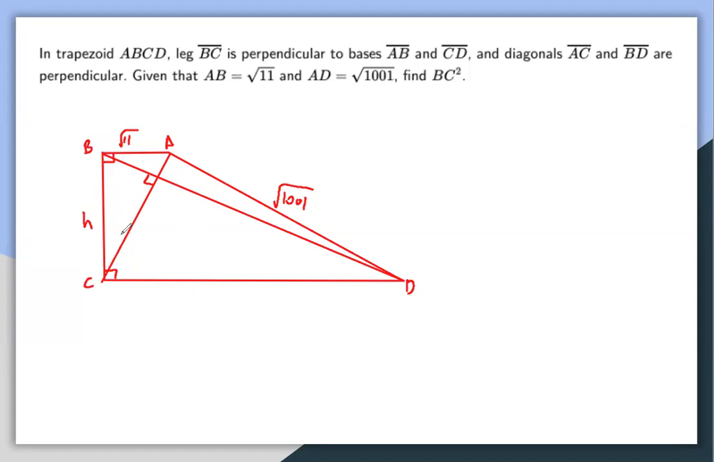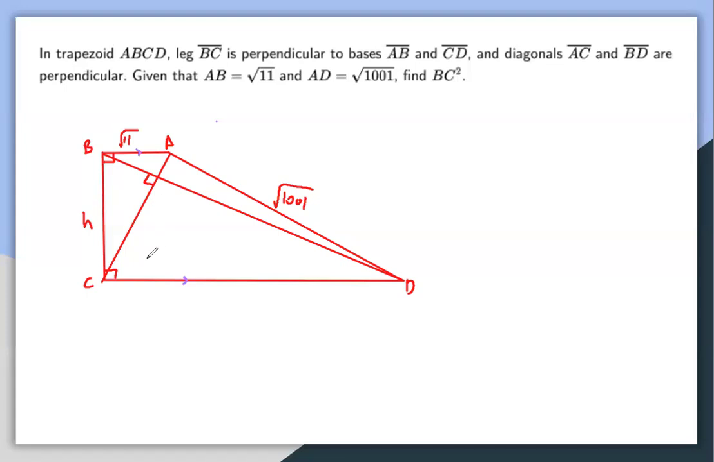Okay, so now we need to find H, but at the same time, we need to relate these two numbers to this H somehow, so we can at least get something out of it. Another thing we know is that we have a parallel line. So this is a trapezoid, so these are parallel. Now we have a lot of 90s, which is a good indicator to hunt for similar triangles.